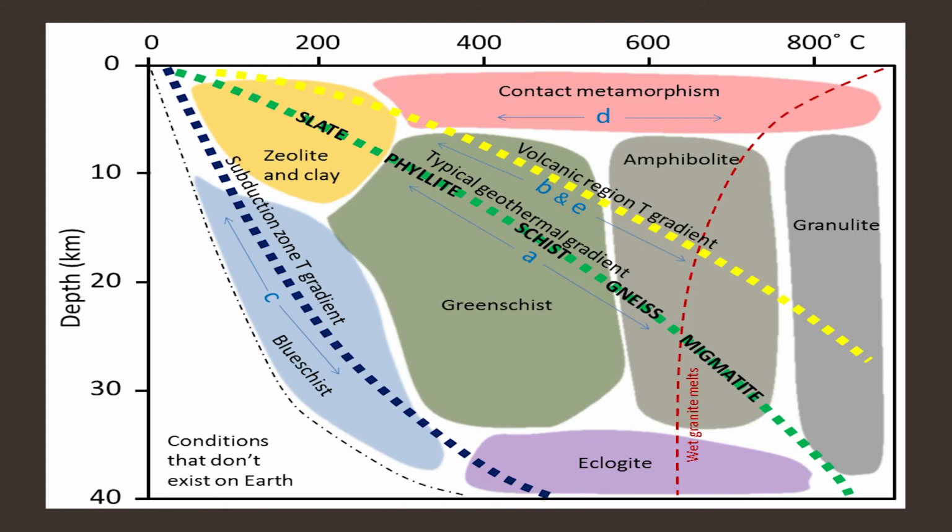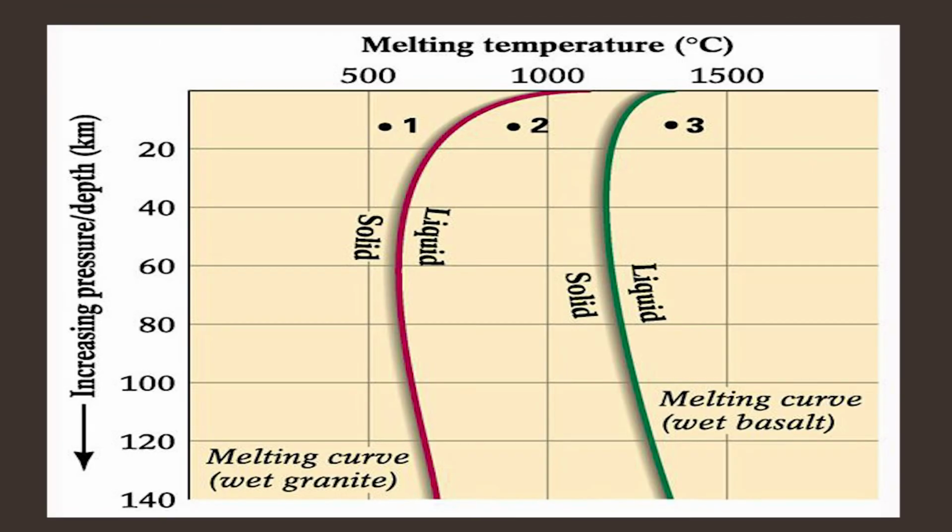Granite begins to melt at 625 to 650 degrees centigrade and basalt at 850 to 900 degrees centigrade, between 2 to 3 kilobar fluid pressure. So the upper limit of strictly metamorphic processes might be considered to be 900 to 1000 degrees centigrade.